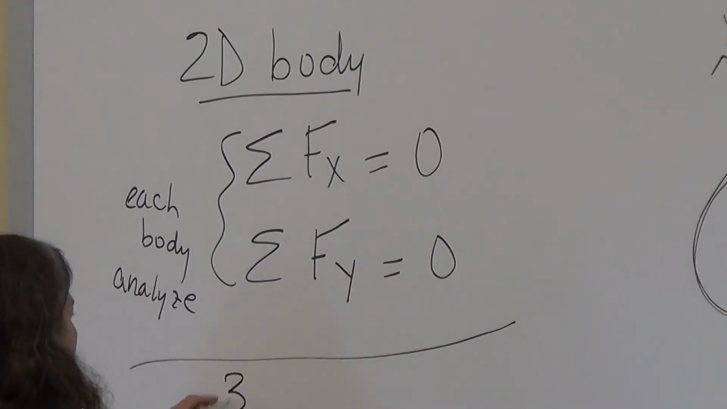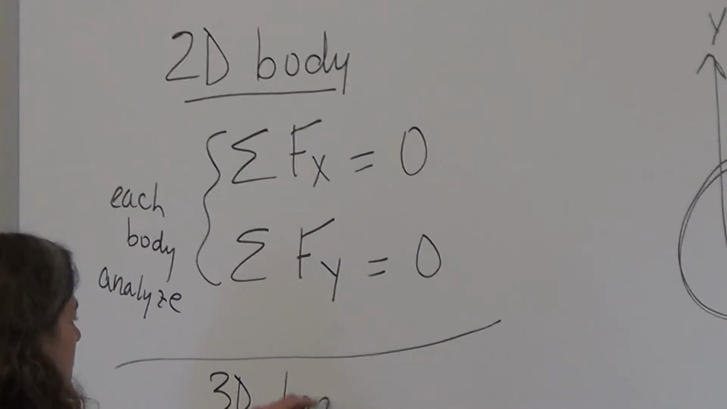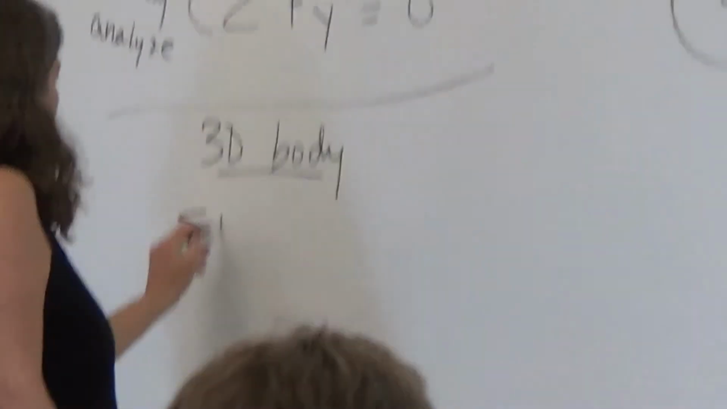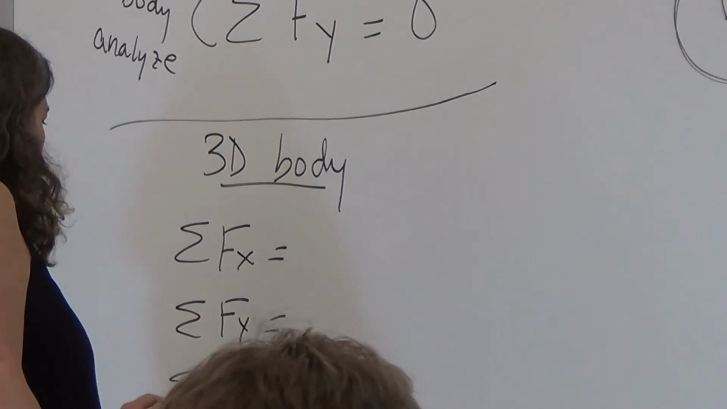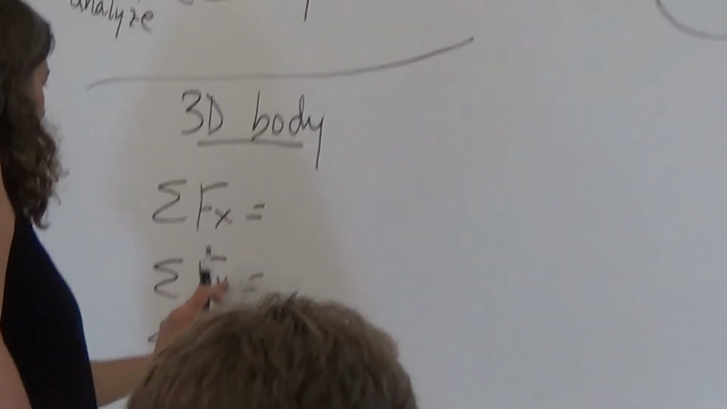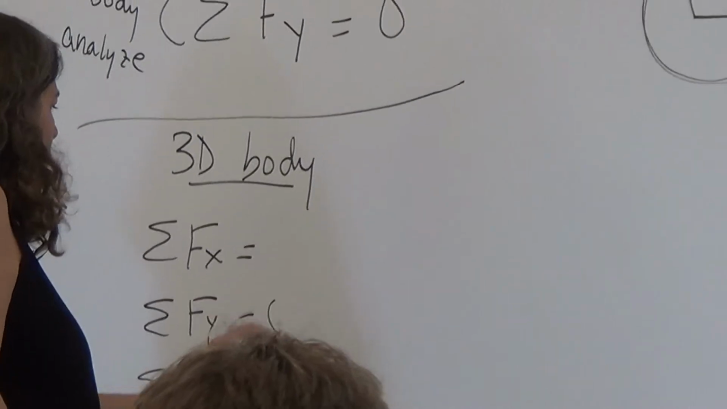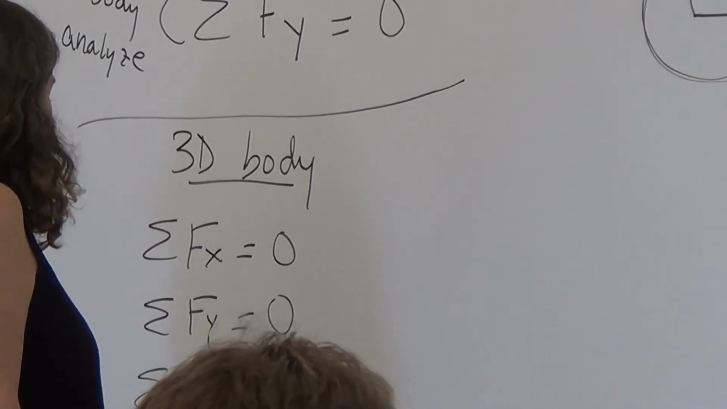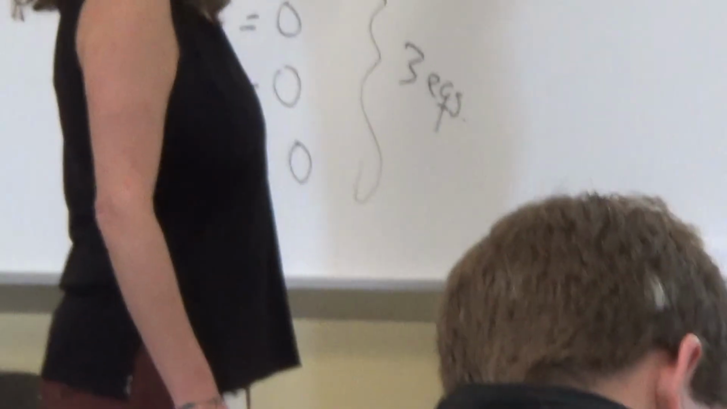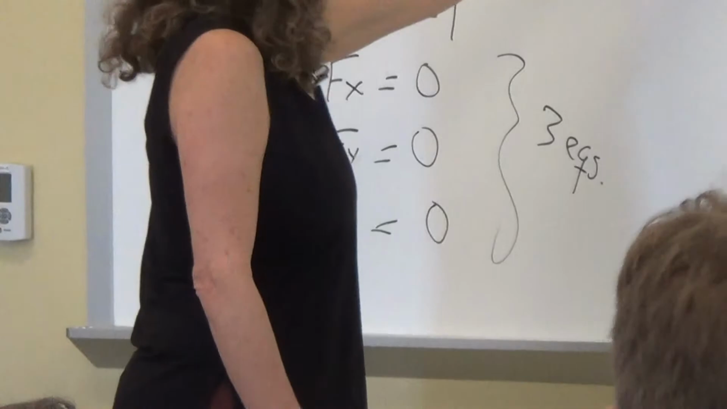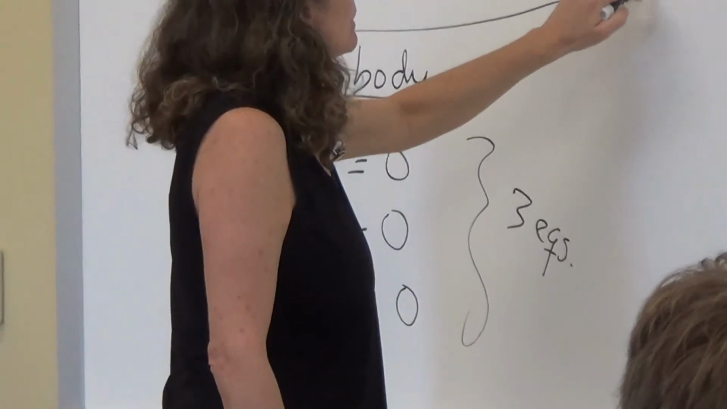How about if it's a 3D body? What are they? Those two, and then the sum of the forces in the z. The sum of the forces in the x equals 0, the sum of the forces in the y equals 0, and the sum of the forces in the z equals 0. So I have 3 equations here, and here I have 2 equations. And this is per body.